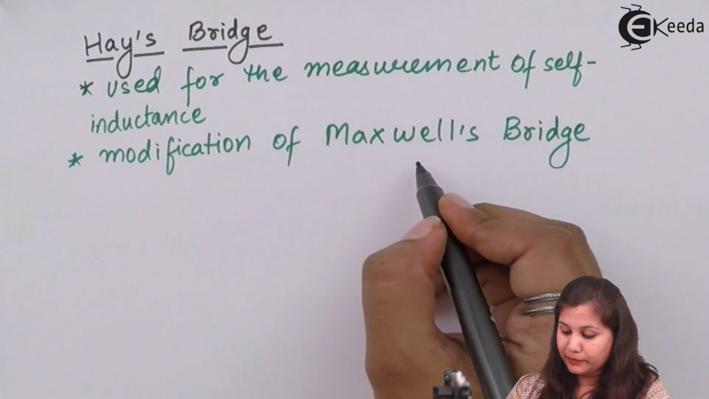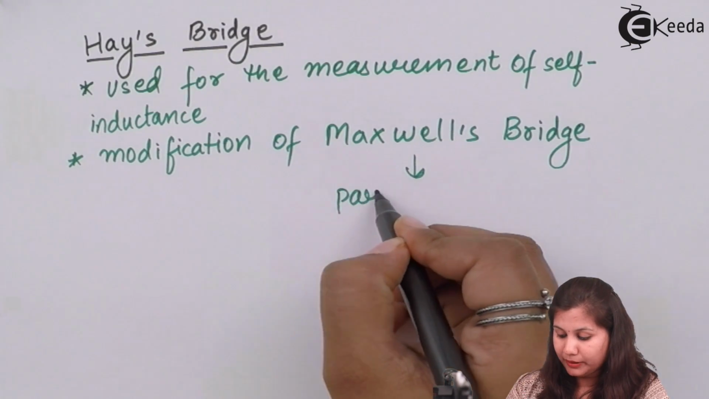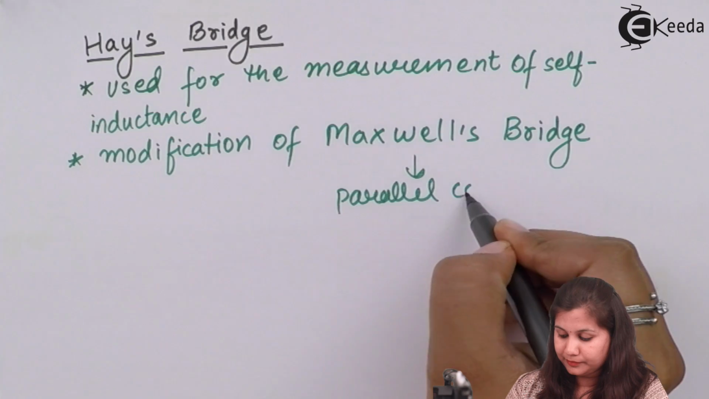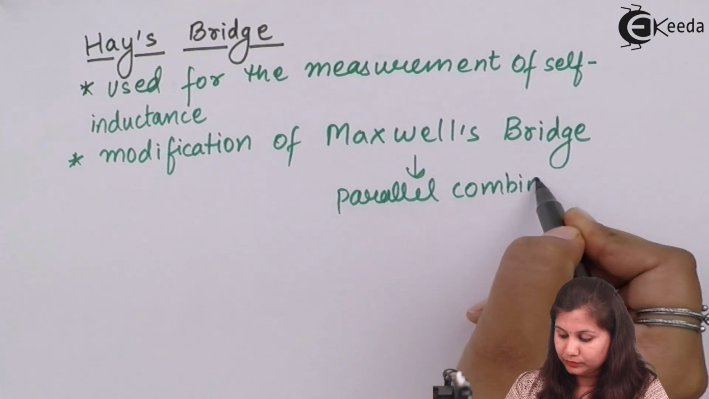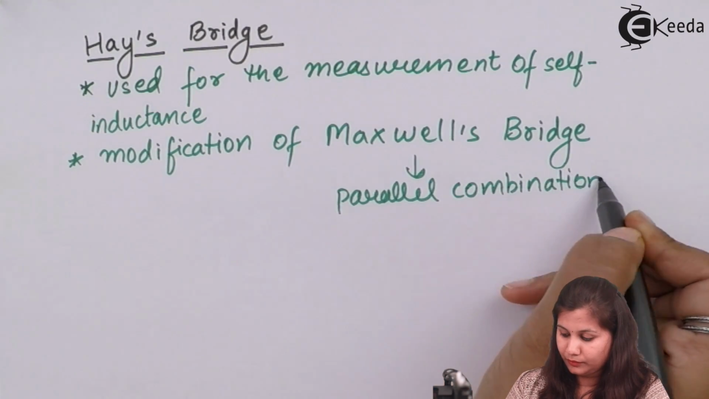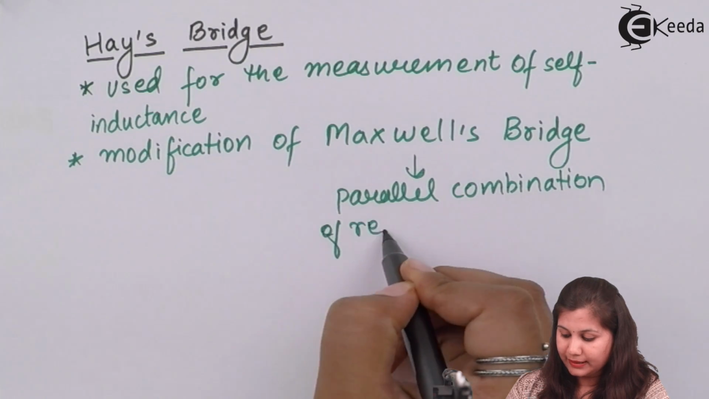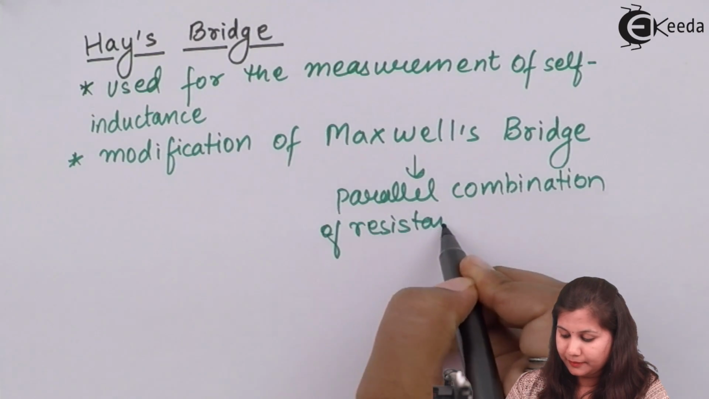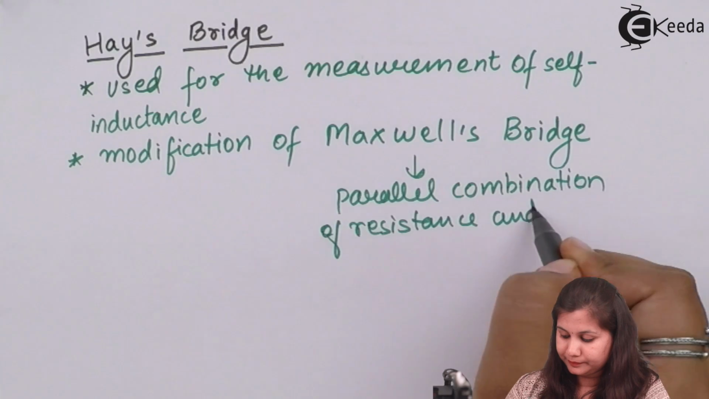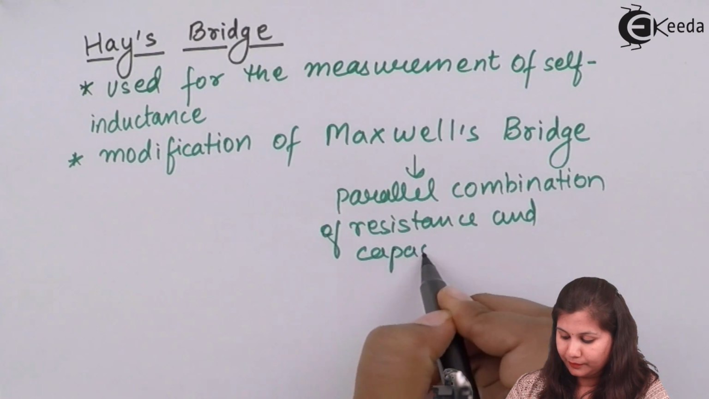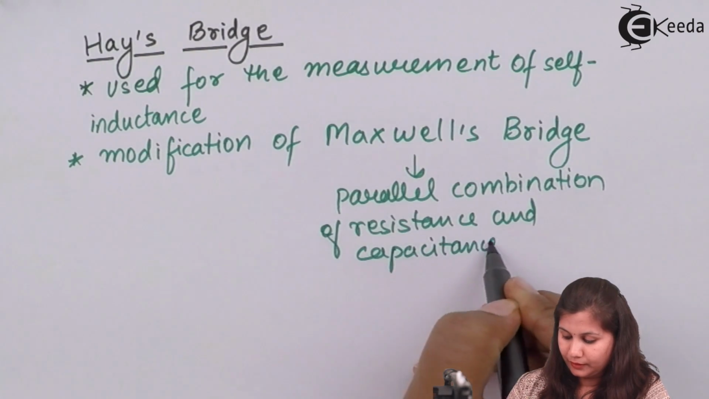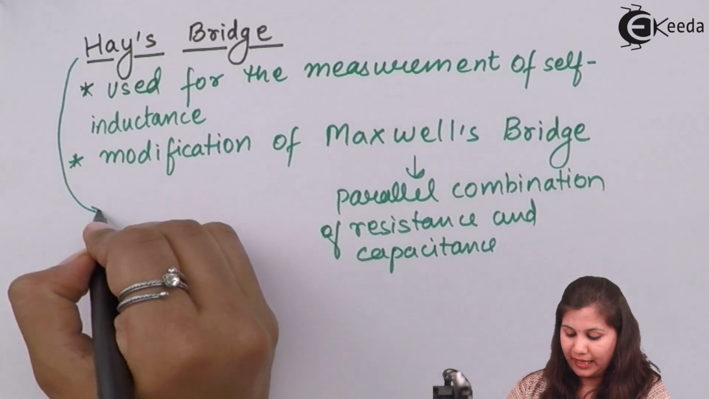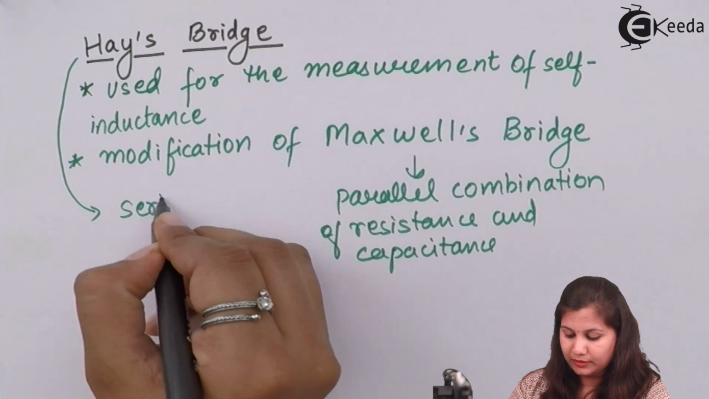In Maxwell's bridge, we have a parallel combination of resistance and capacitance, whereas in Hayes bridge, we have the series combination.